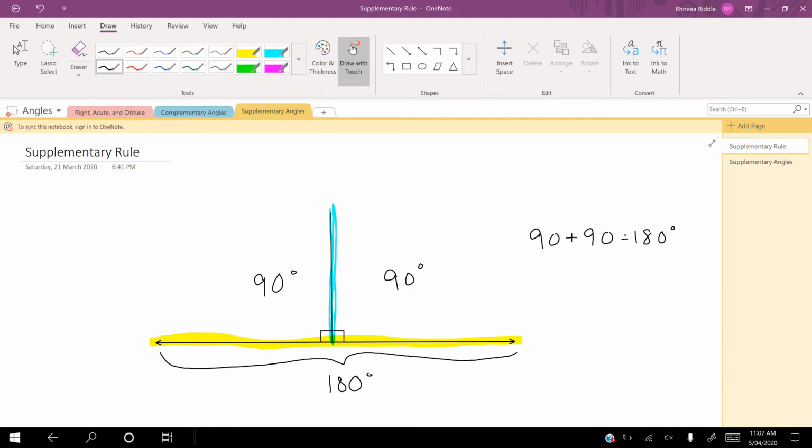So we've come up with this rule called a supplementary rule. When there are two angles that come together to make 180 degrees. So this is just like the complementary rule, but instead of 90 degrees, it is 180 degrees. So it comes together to make a straight line.